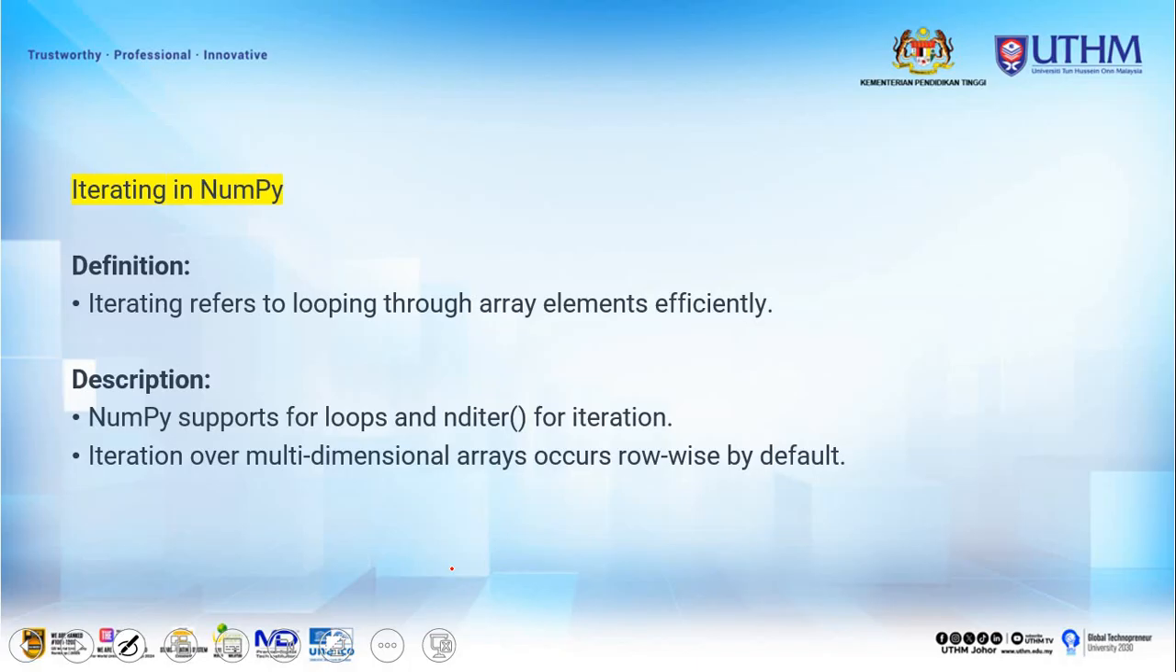Next, iterating in NumPy. Iterating refers to looping through every element efficiently. NumPy supports for loops and n-dimensional iteration. So this is the way to write the code, or the syntax. Iteration over multi-dimensional arrays occurs row-wise by default. So this is a row and this is a column, correct? Row and column. So they say row-wise by default.